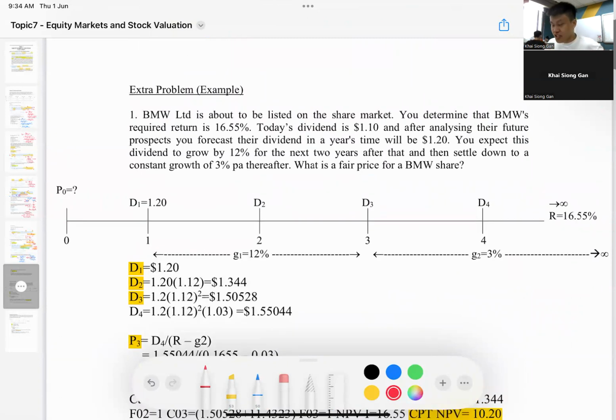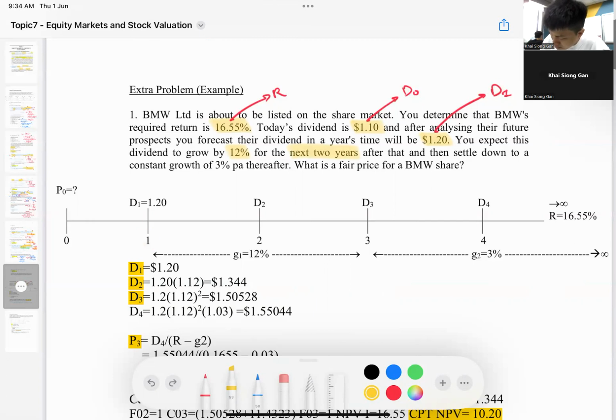This is an exam question. Okay, so BMW Limited is about to be listed on the share market. You determine that BMW's required rate of return is 16.55%. So that is R. Today's dividend is 0. Okay. And after analyzing their future prospects, you forecast the dividend in a year's time will be 1.2. What is this? In a year's time, D1. Very good. Okay. You expect this dividend to grow by 12% for the next 2 years.